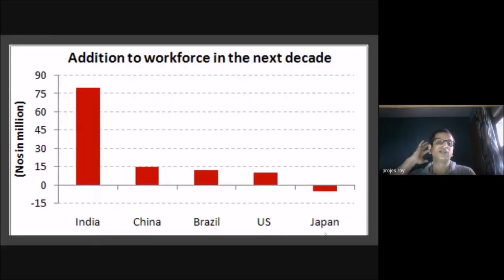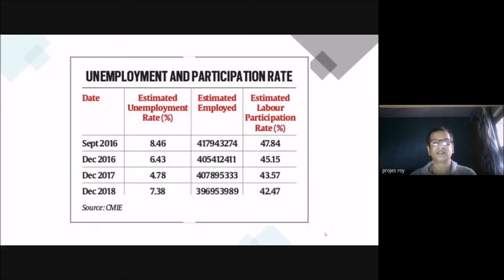In addition to the workforce in the next decade, if you compare, India has a greater perspective in the workforce. So your economy has an excellent opportunity to achieve the goal. This is unemployment and participation rates. This is the estimated unemployment rate, 8.46%. These are the factors, but it again depends upon the situation.